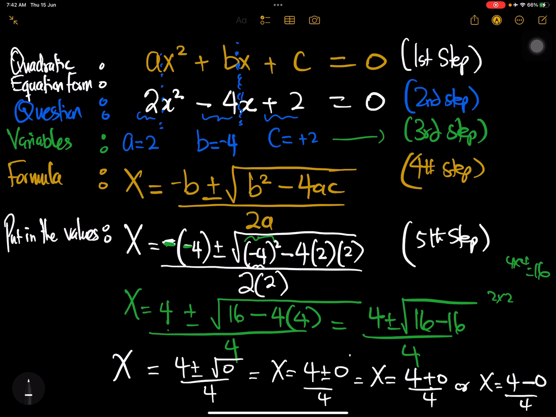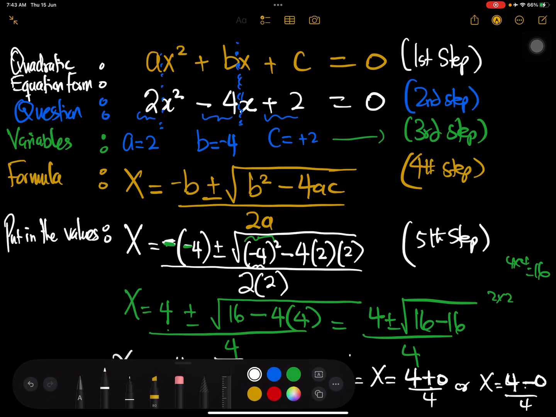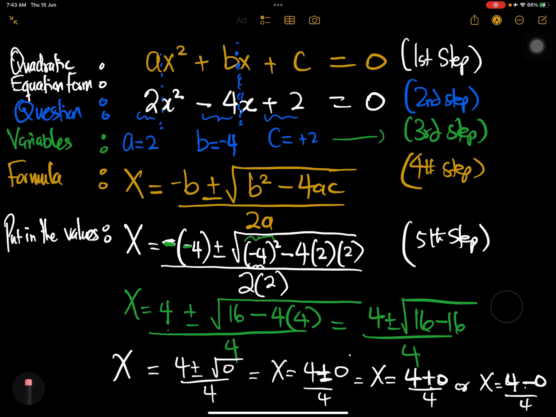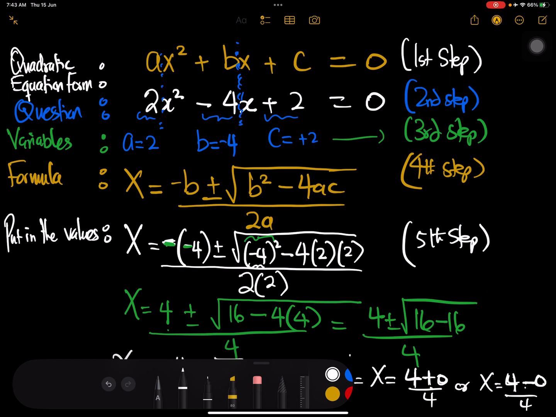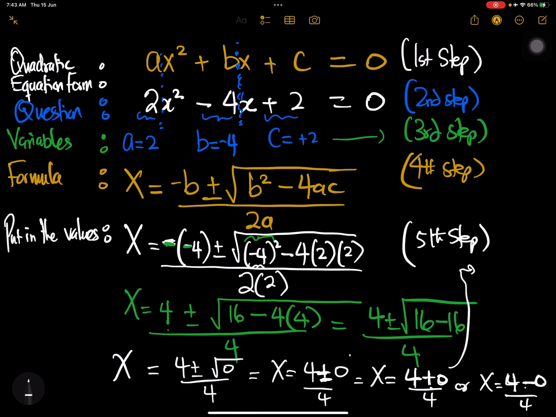Why plus and why minus? Remember, the formula says plus or minus. So we're having 4 plus 0, the positive side, and 4 minus 0, the negative side. And we are going to get x is equal to 4 divided by 4. And x gives us what? 1. We know the value of x is equal to 1.